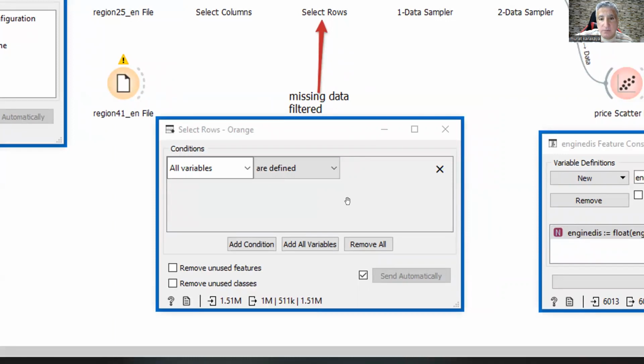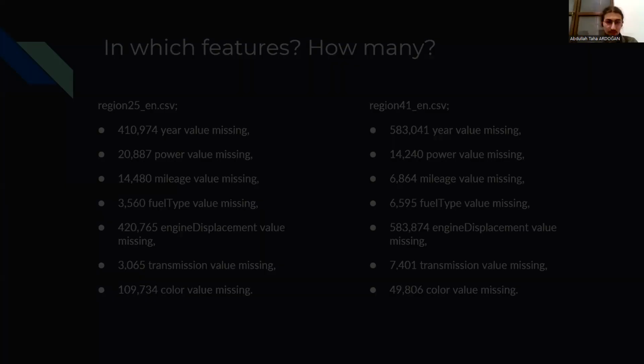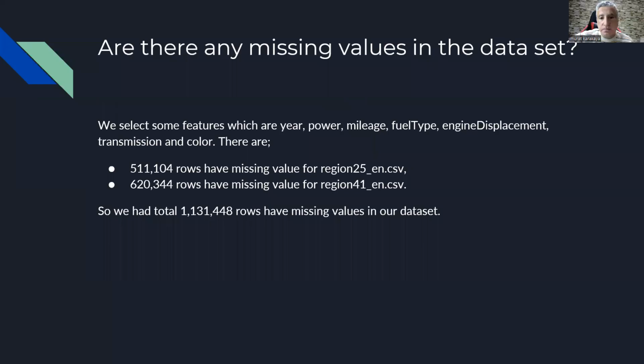Oh, sorry. We lose 500,000. We mentioned it on another slide. Let me turn back to that slide. Here. Yeah, we have a million rows with missing values, but we have 2 million. Still, we have 2 million. It's enough for our purpose.